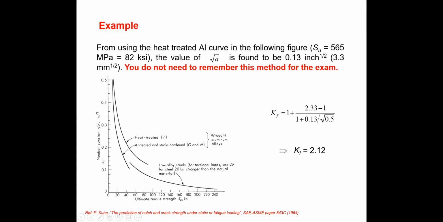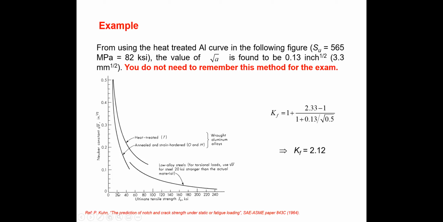They explain that the K_F value you can find using this technique. If you know the ultimate tensile strength, and the technique they will use, heat treated and then strength hardened, you can find the value for square root of a. They call it the Neuber constant. If you find the Neuber constant, you can substitute in here and find the K_F. That's the way they normally use.